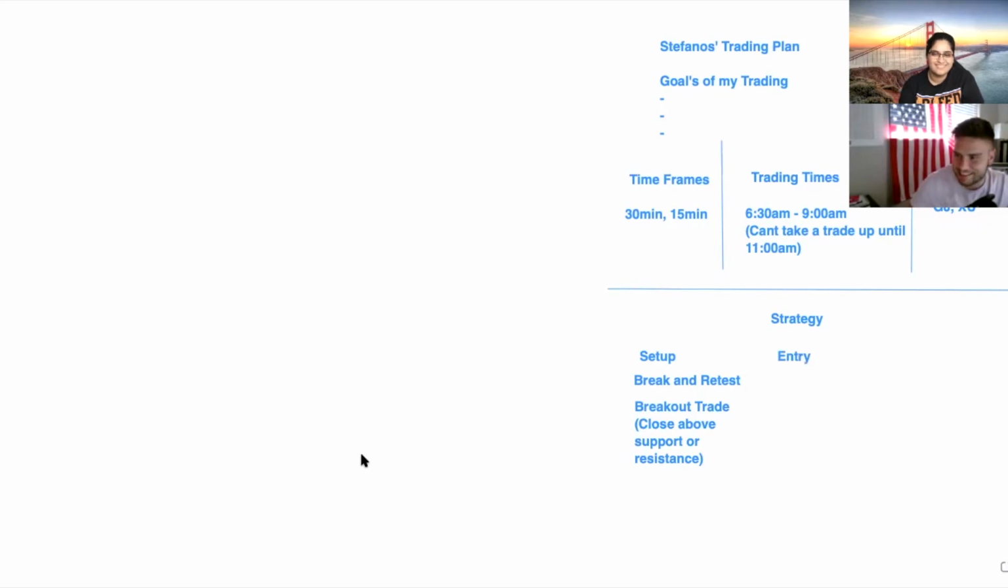Please have standards. All right. So a couple little reminders that I have for the entry. If it's the perfect setup, do not hesitate. Now, a lot of you guys hesitate when you see your setup and you're like, wait a minute, I need to wait for one more confirmation. A lot of times you're not going to get that confirmation.